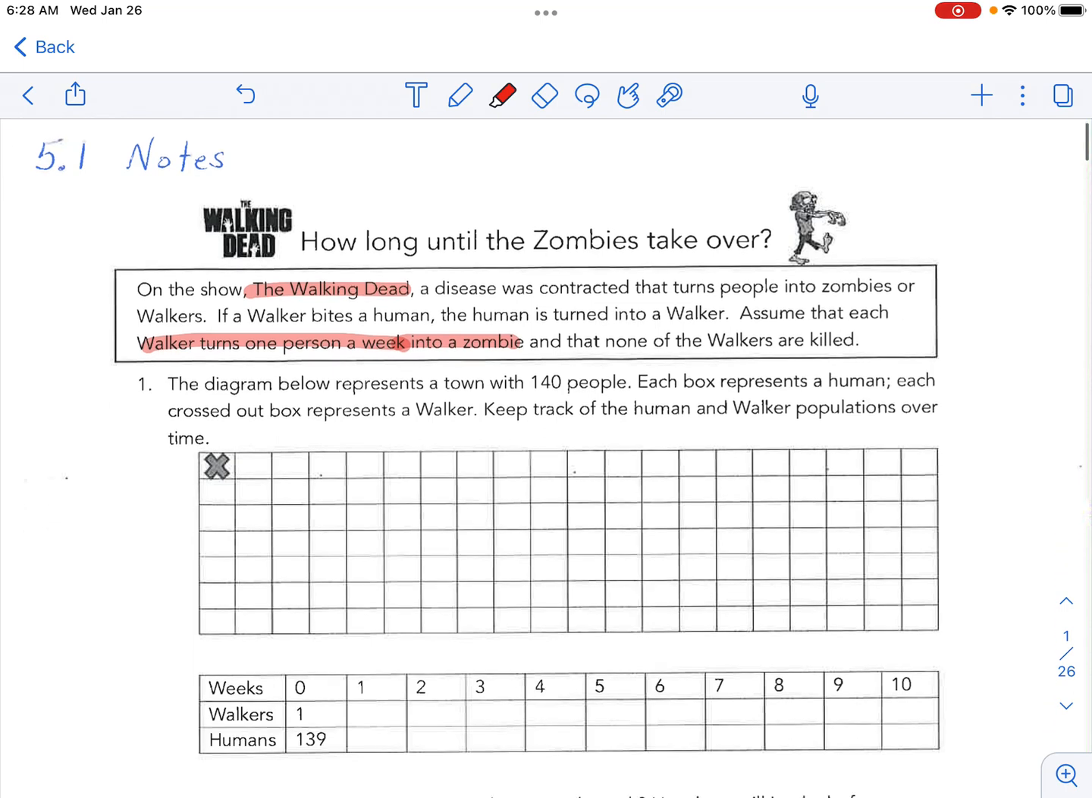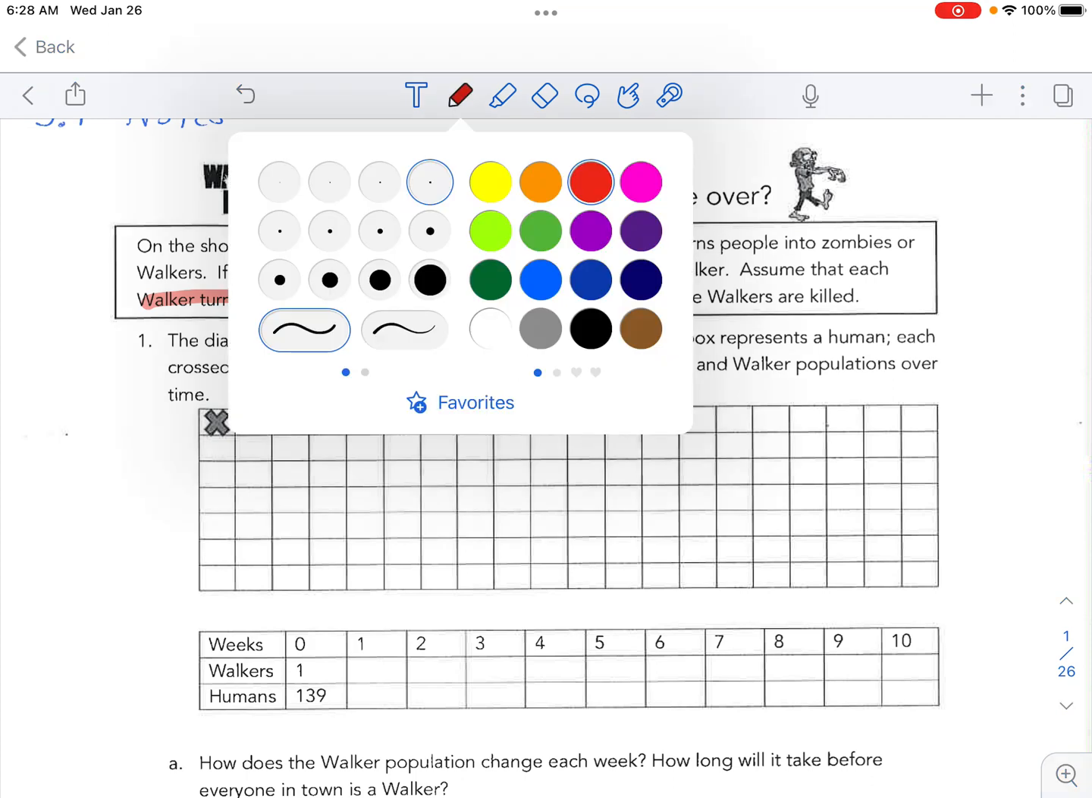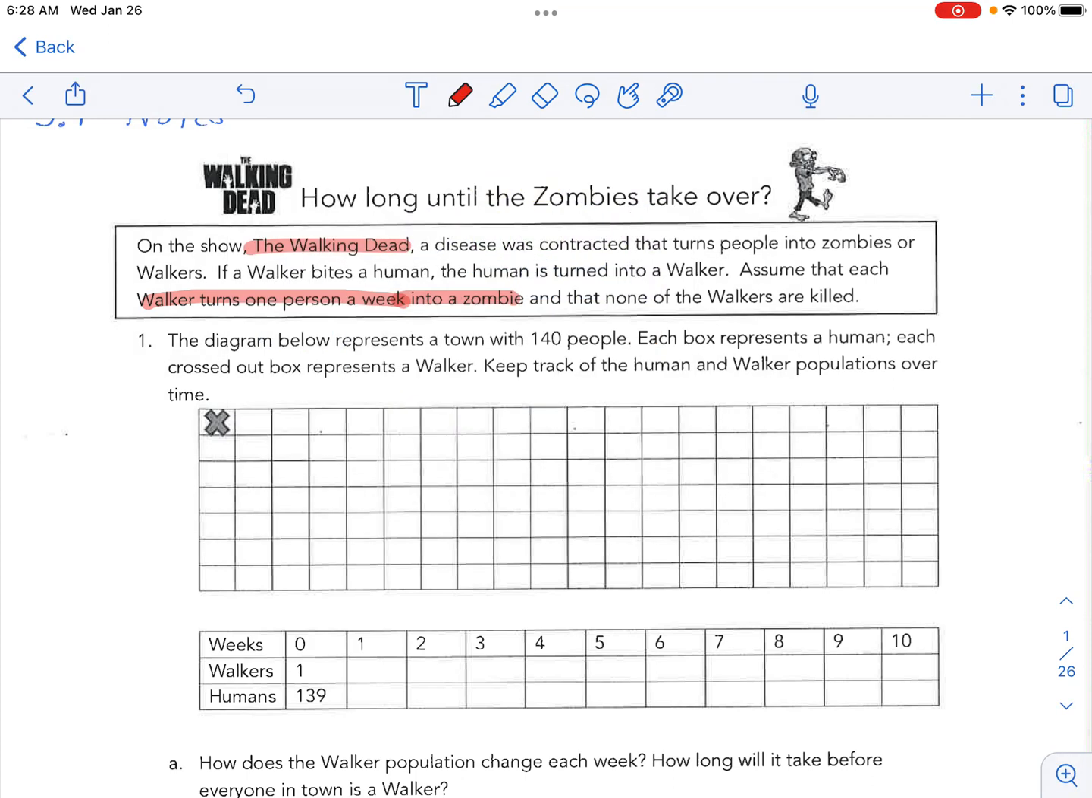Okay, so what we want to do is we want to take this scenario and first of all look at it numerically, but then eventually model it into a mathematical formula. So the diagram below represents the town with 140 people, and it says each box represents a human. So there's 140 boxes down here. And it says each crossed out box represents a walker. So it's a person that's already been turned into a zombie.